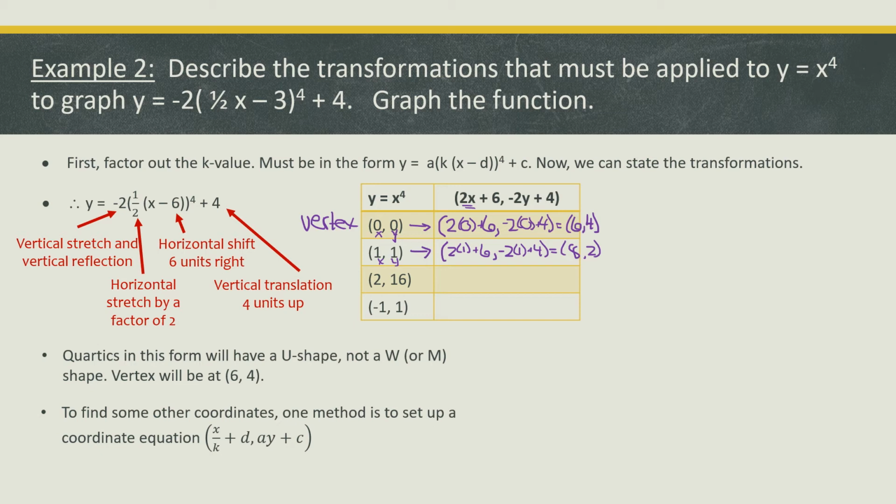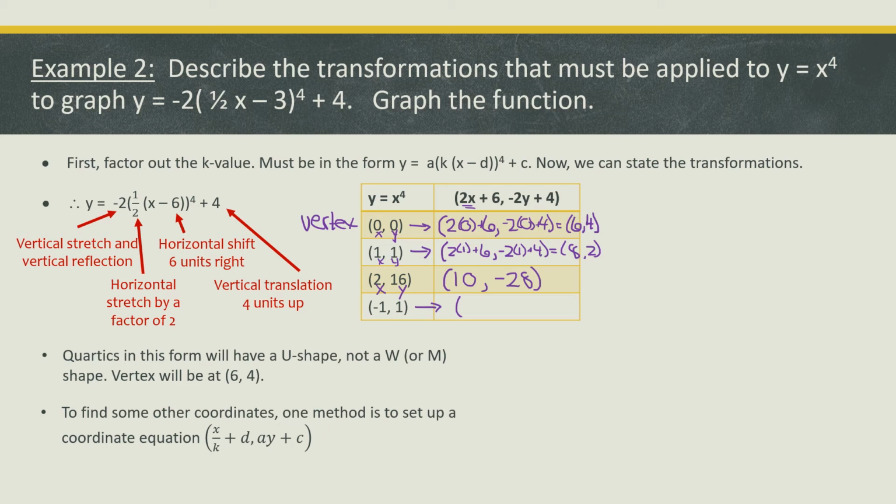2, 16. Let's just do that without showing all the work. I'm just going to do it out loud. I take the x value of 2, multiply it by 2, that's a 4, add on 6, 10. I take the y value of 16, y times negative 2 is negative 32, add 4, negative 28. That's my new coordinate. And then where does negative 1, 1 land?